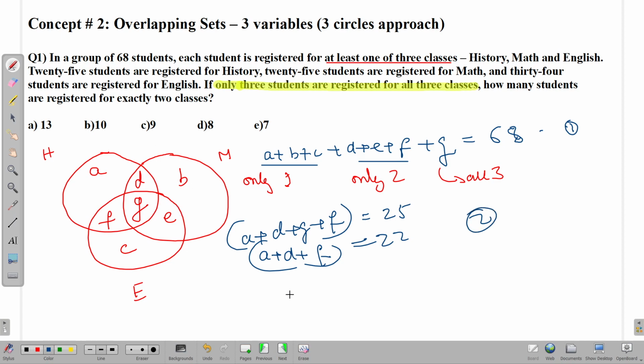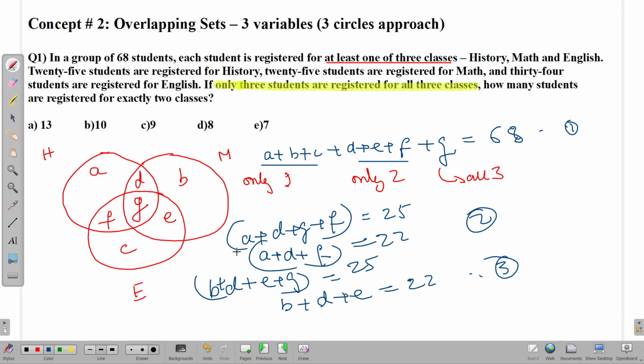So now I have B plus D plus E plus G is equal to, again, I've been given 25 for maths. If I simplify this, I will get B plus D plus E is equal to 22. What have I done here? I've taken G out. G is 3.